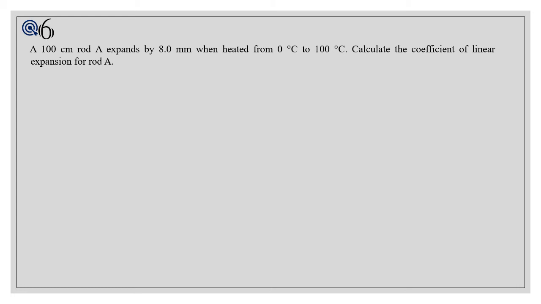Question number 6. A 100 cm rod A expands by 8 mm when heated from 0 degrees Celsius to 100 degrees Celsius. Calculate the coefficient of linear expansion for rod A. So for this question, this is what we have discussed in the second subtopic of the chapter, which is thermal expansion. Given to us, the length of the rod is 1 meter, and it expands on its length, which is 8 millimeters. So it expands linearly.